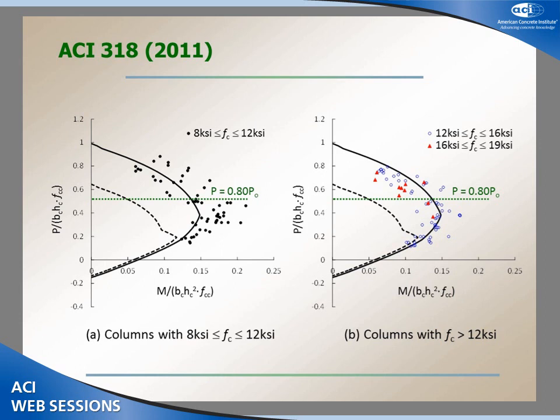When the concrete strength is greater than 12 KSI, yes, the ACI code has some tendency of over-prediction. And especially if you look at the triangular data points, which are greater than 16 KSI, most data points are located on the unconservative side. So in this case, when the concrete strength is greater than 12 KSI and the actual load is small, the ACI code expression may still be used. But if you are dealing with columns with a high actual load, then the use of the ACI code is not recommended.